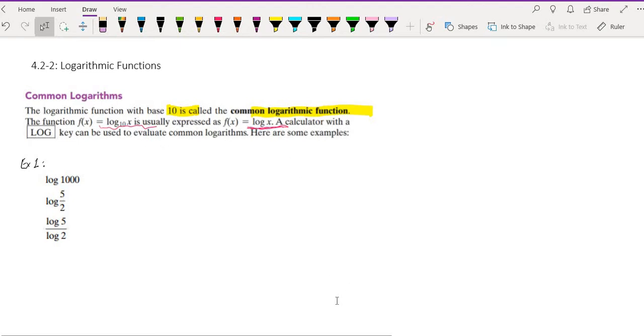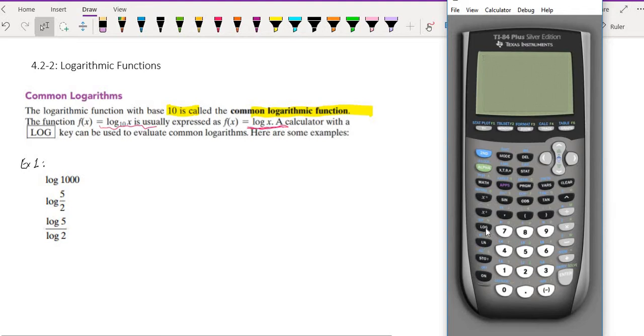Here we have a couple examples. On your calculator here we have a log. Let's look at the first one, log 1000. It's really straightforward, and then we hit enter. Then we'll also have log 5/2, so log 5 and then divide by log 2. Then hit enter. Let me go ahead and write down the answer really quickly. Alright, let's move on to the next question.